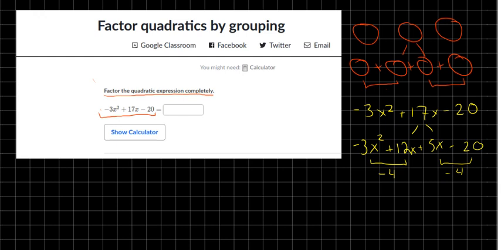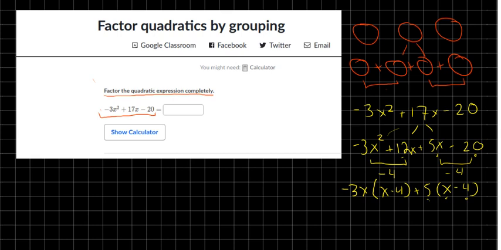So there I can group these two together, and then I'm going to factor out parts of it. So here I'm going to have negative 3x. I'm going to factor that out, and I'm going to be left with x minus 4. Negative 3x times x is negative 3x squared. Negative 3x times negative 4 is positive 12x. And then I'm going to factor out the 5 here, and I'm going to be left with x minus 4 over here, because 5 times x is 5x, and 5 times negative 4 is negative 20.